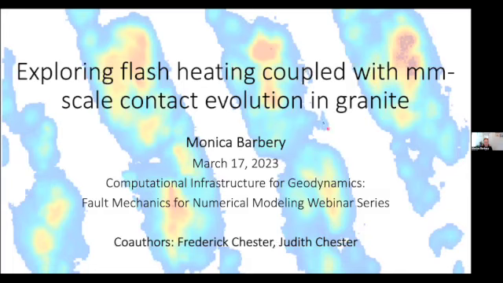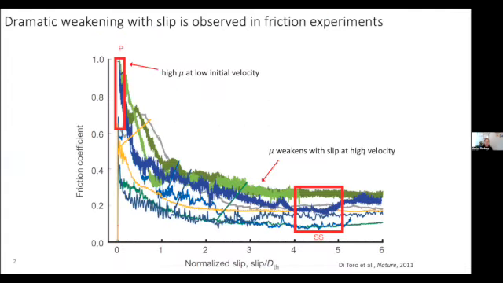For these experiments, we were really looking at flash heating. A lot of the work that I'm going to show you today is from my dissertation work. We were looking at flash heating using contact scale history. John gave a really good intro to this last week, but I'm going to go over it again, even though I know everyone in this audience is pretty familiar with dynamic weakening in general.